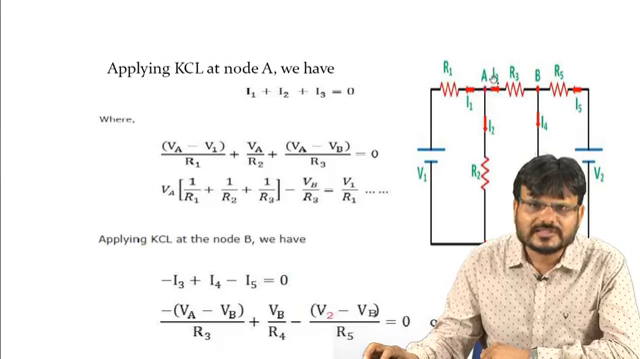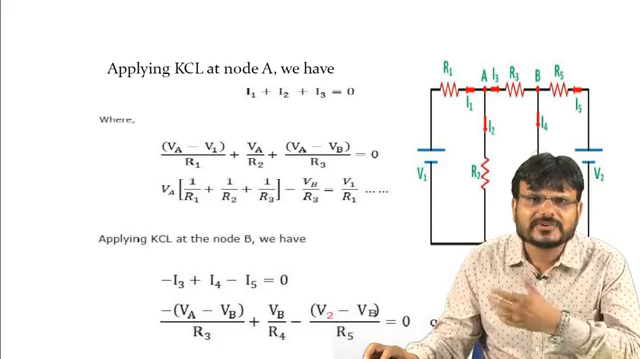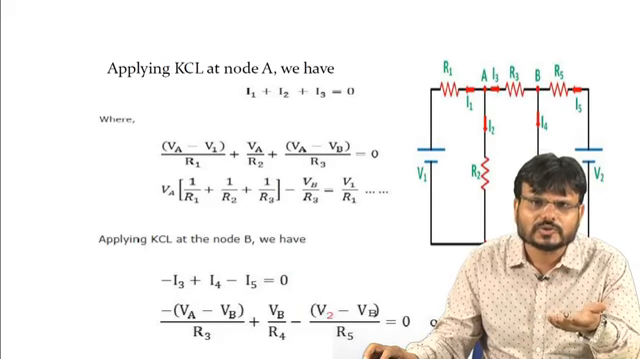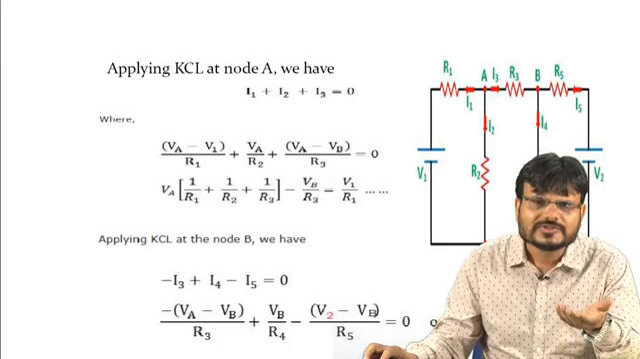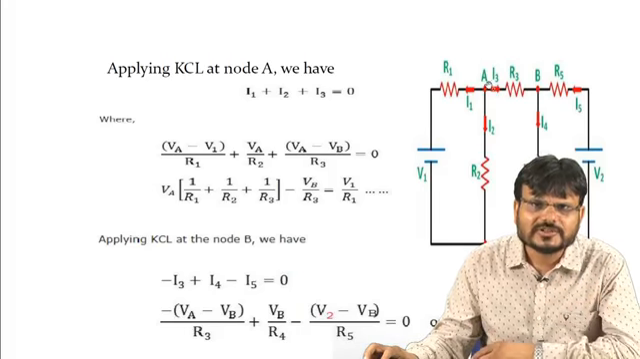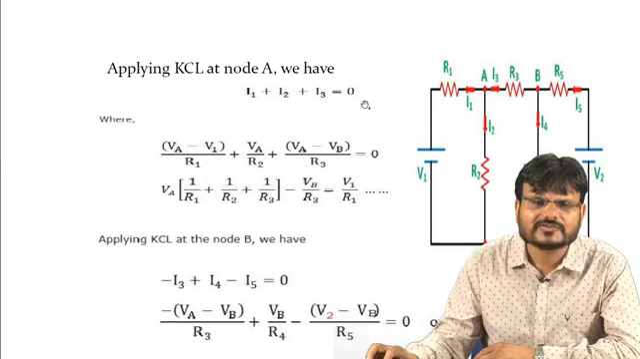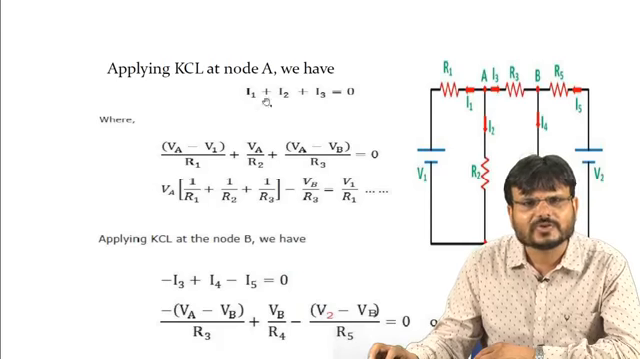So here you can see at node A there are three outgoing currents. This current is I1, this current is I2 and this current is I3. As per Kirchhoff's current law, the algebraic sum of currents at any particular node or junction is equal to 0, or you can say the incoming current is equal to the outgoing current. So at this particular node all currents are outgoing currents. That means I1 plus I2 plus I3 is equal to 0. Now you have to find the value of this current I1. So what will be the current I1?